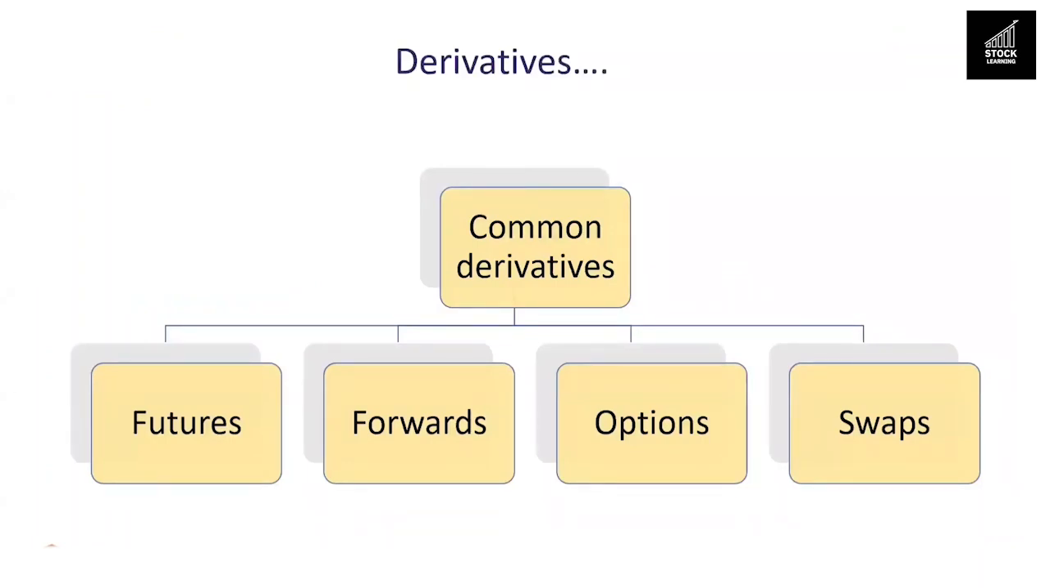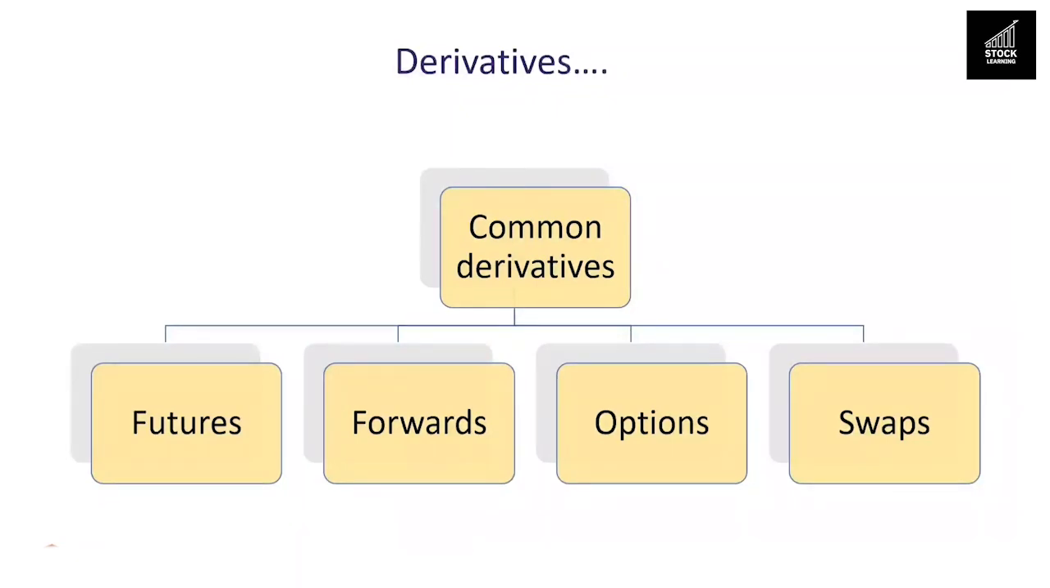Which are the most common derivatives we are going to talk about? The four most common derivatives are futures, forwards, options, and swaps. Our focus is going to be on futures and options, but I'm going to introduce forwards and swaps to you also. Okay. Now let us first understand what are futures and what are forwards.